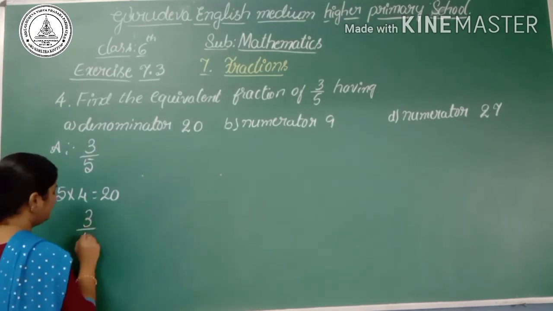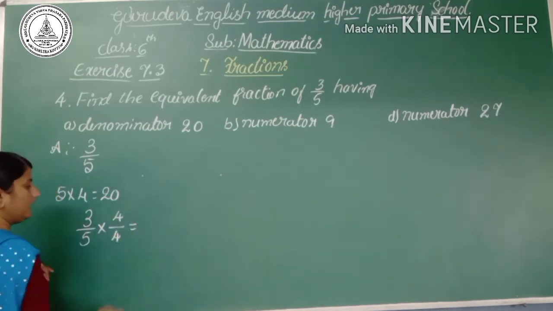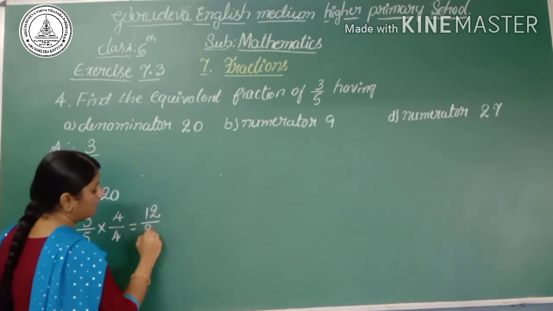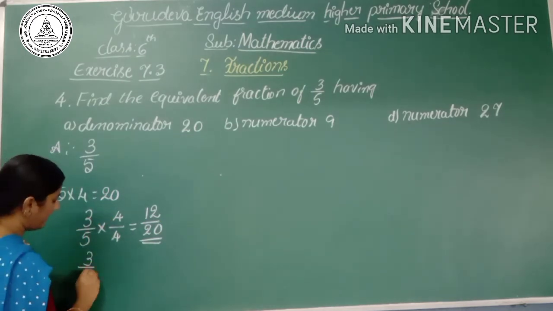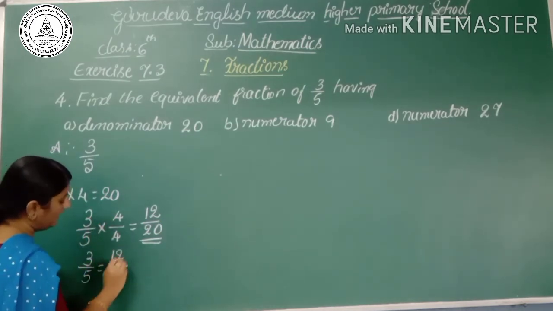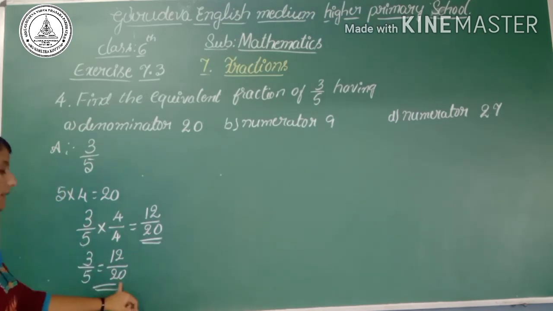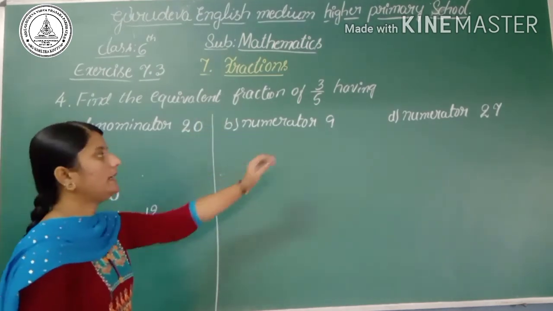3 by 5 into multiply and divide by 4. We will get the fraction 3 4s are 12 and 5 4s are 20. So it is the equivalent fraction. So 3 by 5 equals 12 by 20 is the equivalent fraction having the denominator 20. Okay, yes. Then similarly the next question, numerator 9: write the equivalent fraction of 3 by 5 having the numerator 9.